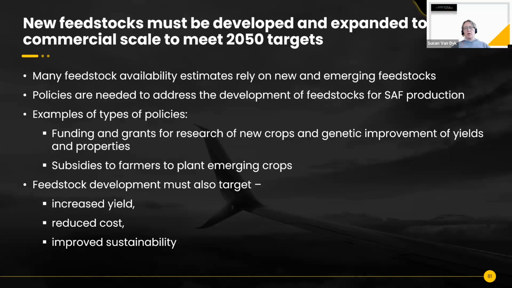And examples would be funding and grants for, say, new crops and genetic improvement of yields and properties of feedstocks, subsidies to farmers to plant emerging crops, and then other feedstock development: how to increase the yield, continuing research and development, how to reduce the cost, and how to improve the sustainability.